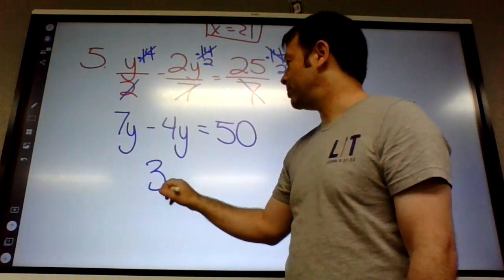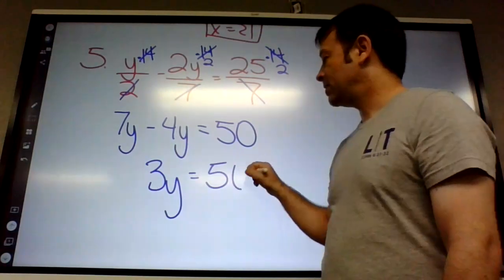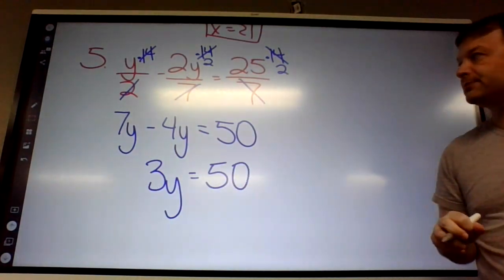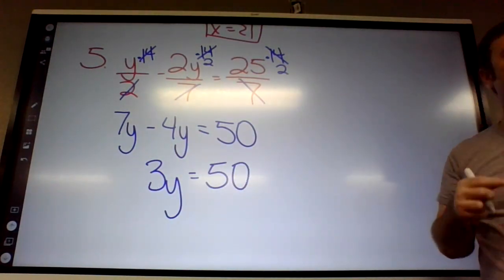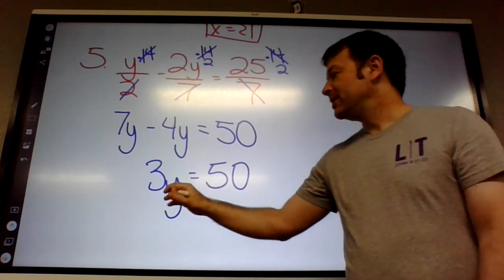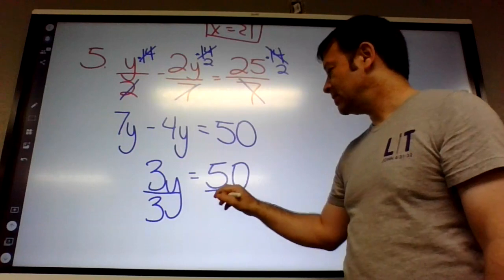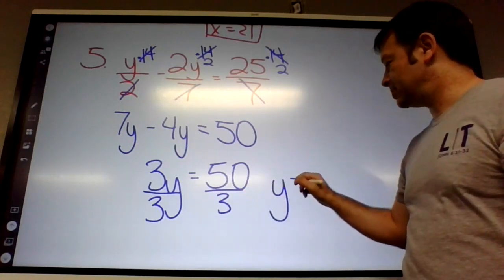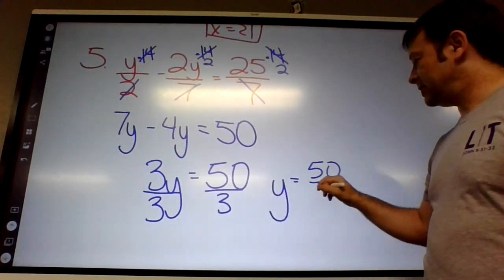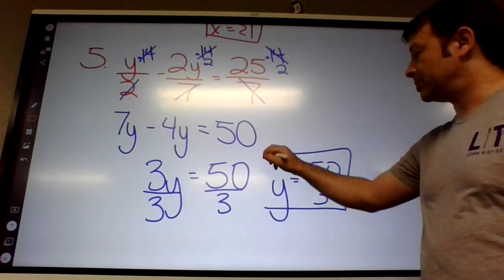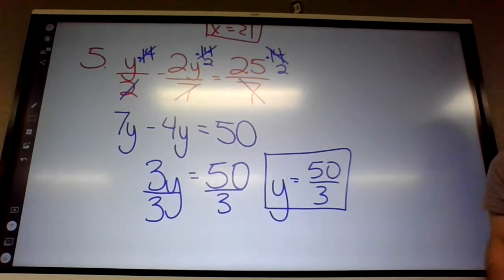So we got 3y equals 50. And what's our last step to solve that? Divide. Does 50 divide by 3 very well? No. So what are we going to do? Leave it alone. That's what we're going to do. So I don't want to see a big messy decimal in these. Just put 50. 50 divided by 3 is 50/3.